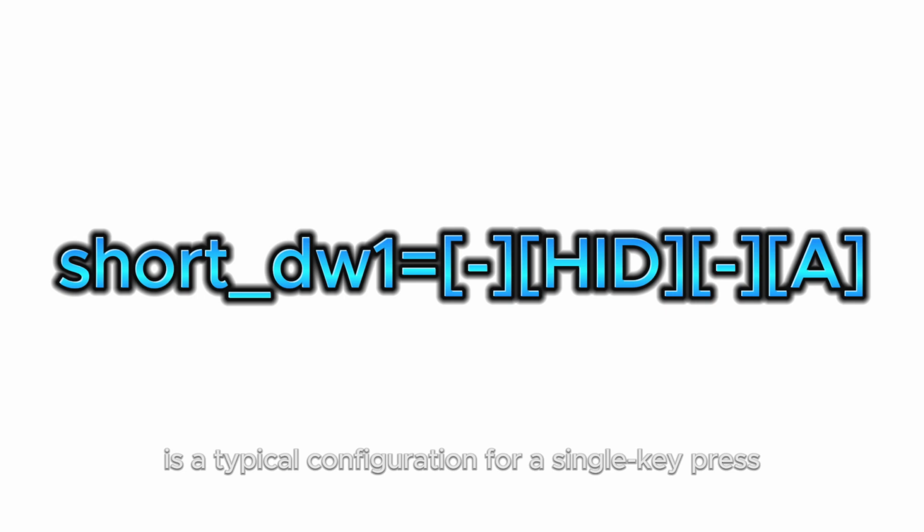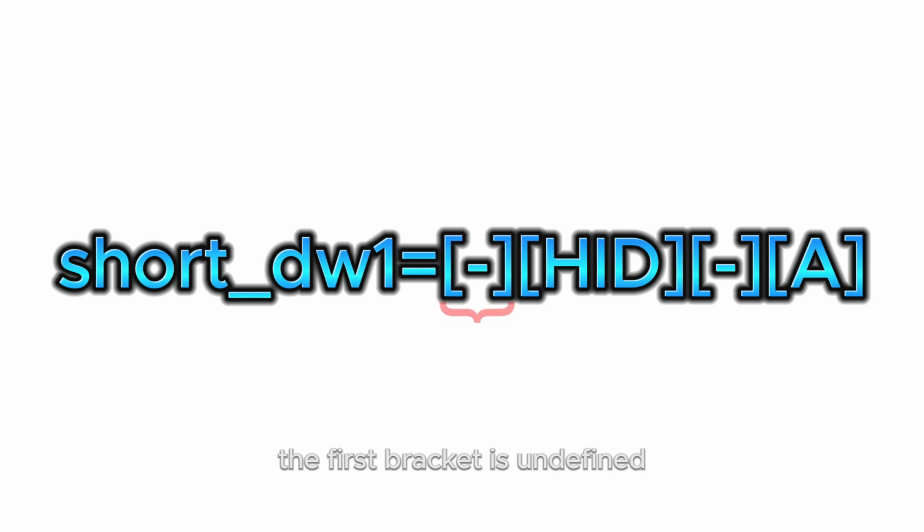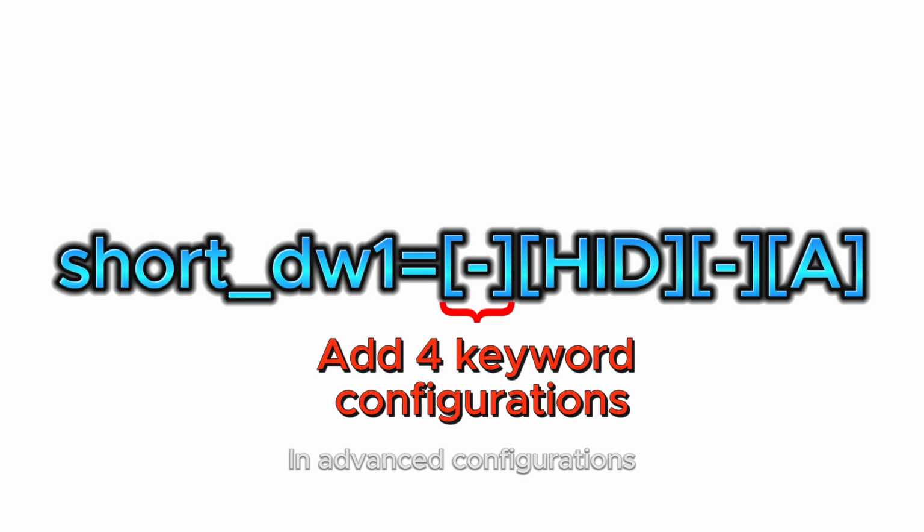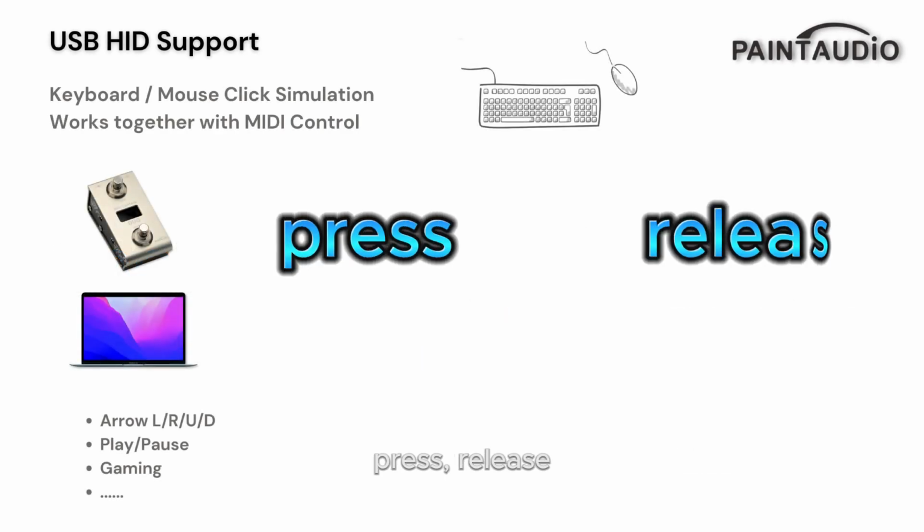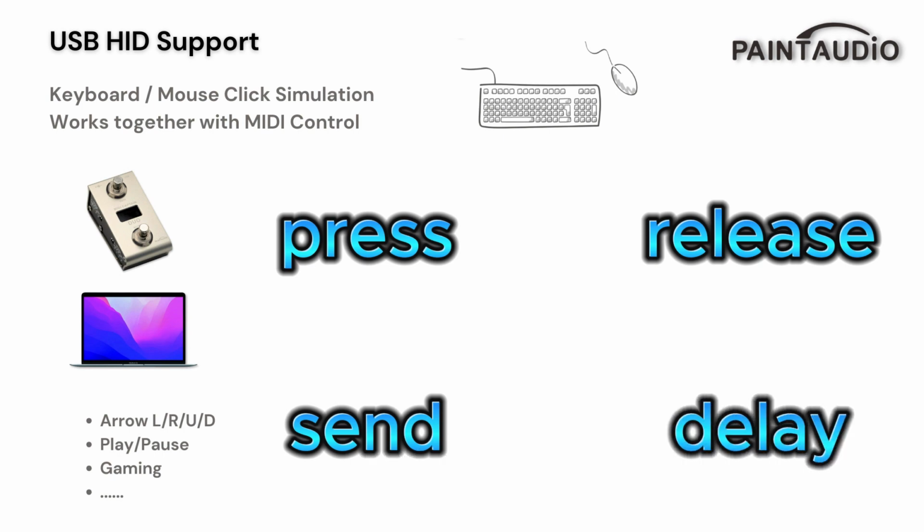HID-A is a typical configuration for a single key press. In the basic configuration, the first bracket is undefined and you can fill it with a hyphen. In advanced configurations, the first bracket has 4 key configurations: press, release, send, and delay. Note that these keywords should be all lowercase.